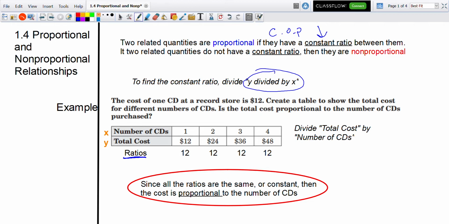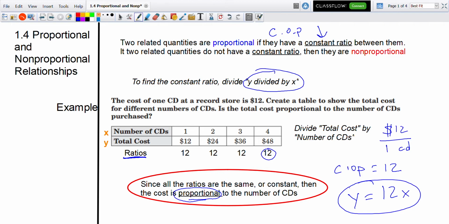Since they're all the same value, since the COPs are all the same, then we can consider this one to be proportional because they're all the same constant ratio. This tells us that each CD is $12 per CD, right? From unit rate, that was $12 per CD. Okay, so our COP is 12. Our equation then would be that y equals 12x. Remember that y equals kx. We replace the k with our constant of proportionality.